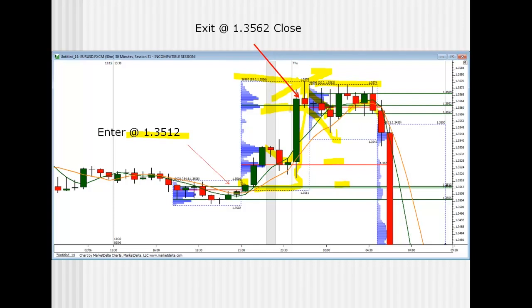Notice also here, there are no spoons. There's no spoon to be found anywhere here. Unlike this beautiful trade here, where we could see the spooning effect, there was nothing going on there.